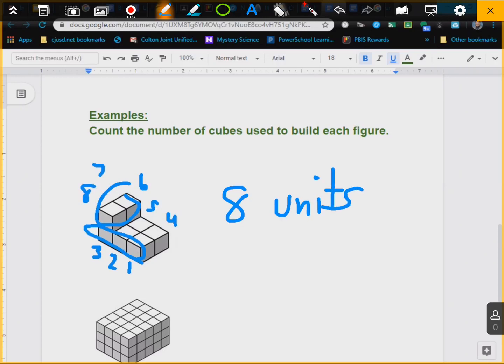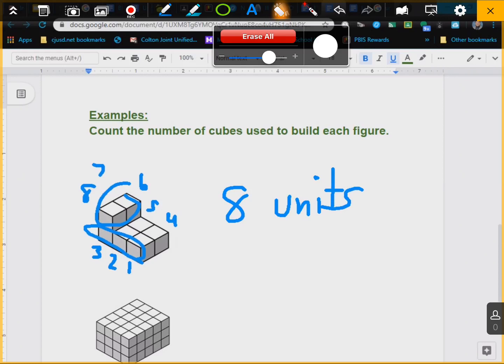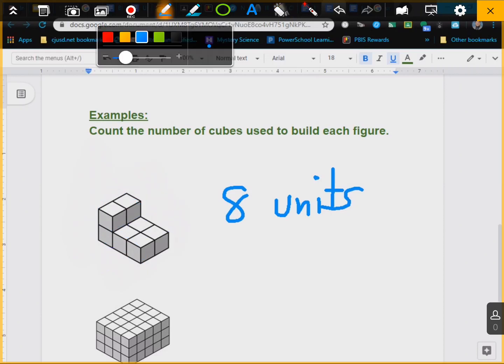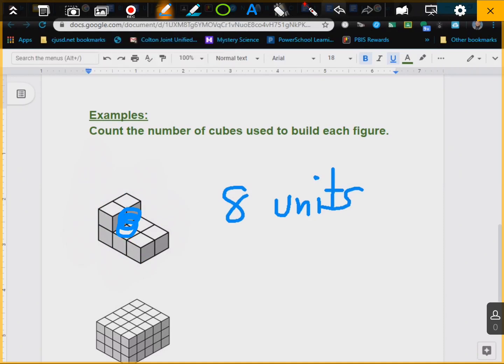We don't need to multiply because there's not a whole layer on top. There's only 2 on top, so we just count those 2. But you have to remember, there's cubes that you don't see, behind or underneath this one right here. But because we know it's a 3-dimensional figure, there is a cube over there. Hopefully that makes some sense.